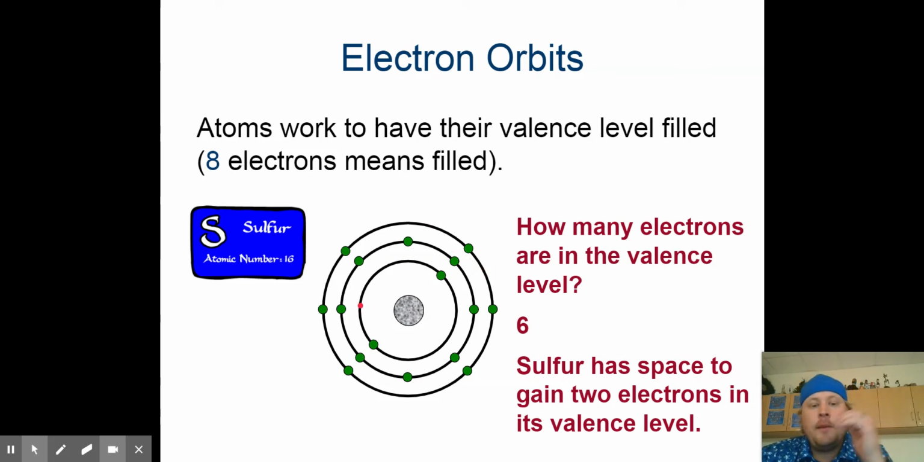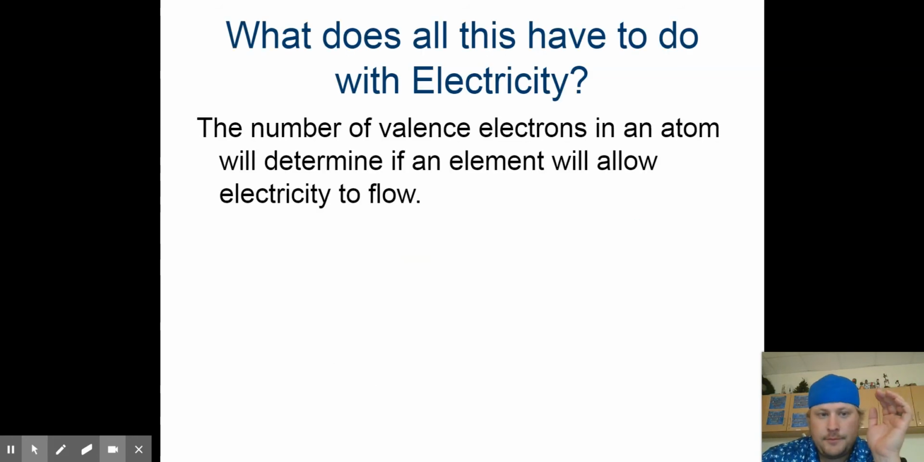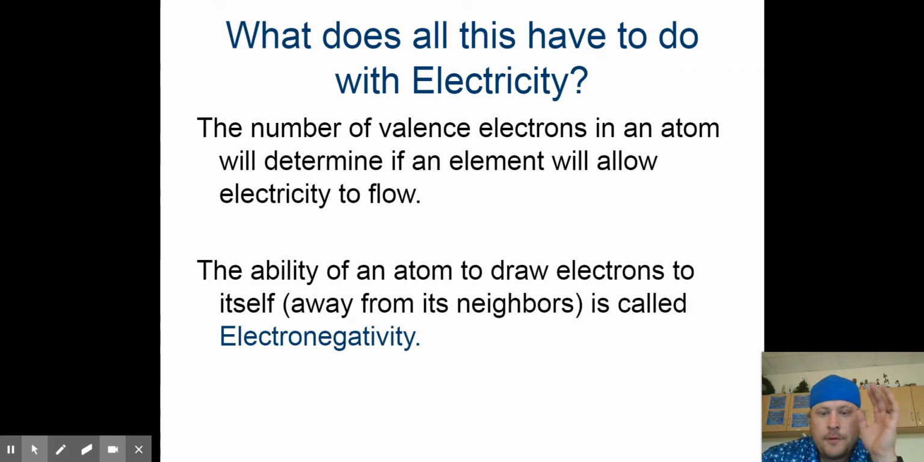Like we said, an apartment floor wants to be either completely full or completely empty. That's what electrons are trying to do. So what does this have to do with electricity? I'm going to take a second and let you write this information down. Take notes.